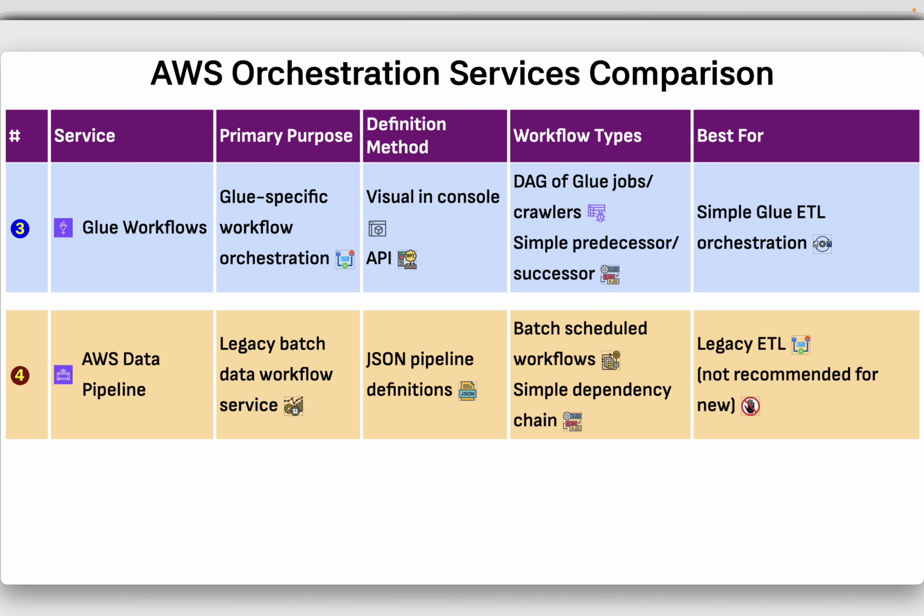Next, AWS Data Pipeline. It's a legacy batch data workflow service. Definition: we use a JSON pipeline definition, so we edit the JSON, or we can directly work with JSON. Workflow types: batch scheduled workflows and simple dependency chain. Best for legacy ETL, and not recommended for any new projects or implementation.